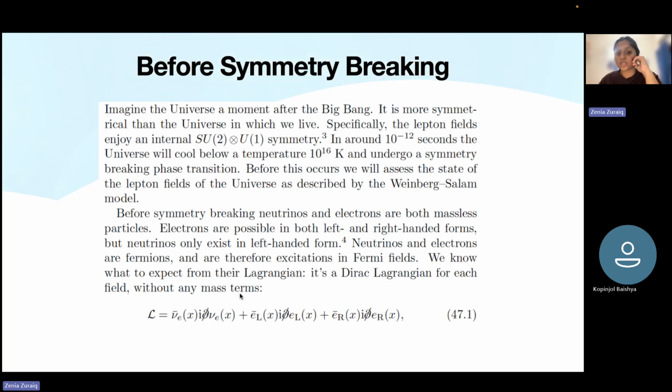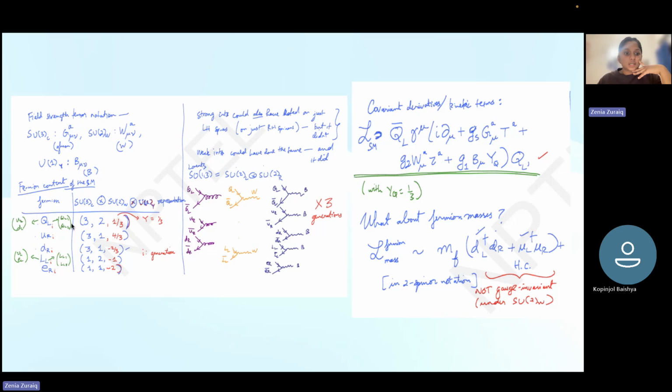This is just without any mass terms. We are thinking of the early universe where the symmetry was still preserved. So the weak interaction acted on the left-handed particles, U1 was there, and all together we had a symmetry. This you saw in your notes also. So this is just from your notes.